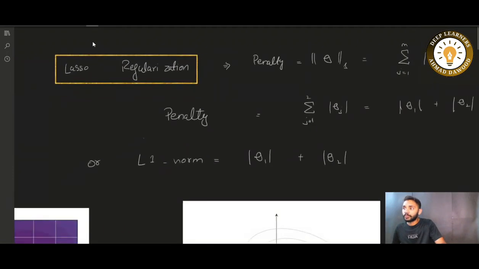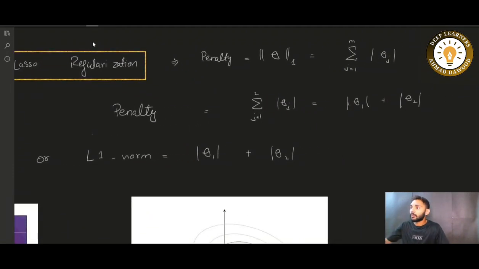In lasso regularization, our penalty will be like this. Let's say we have two features, so the penalty will be the absolute of theta 1 plus the absolute of theta 2. Theta 0 is actually the intercept, and theta 1 and theta 2 are the coefficients. We don't have to regularize our intercept, so that's why we have not added it in the penalty.